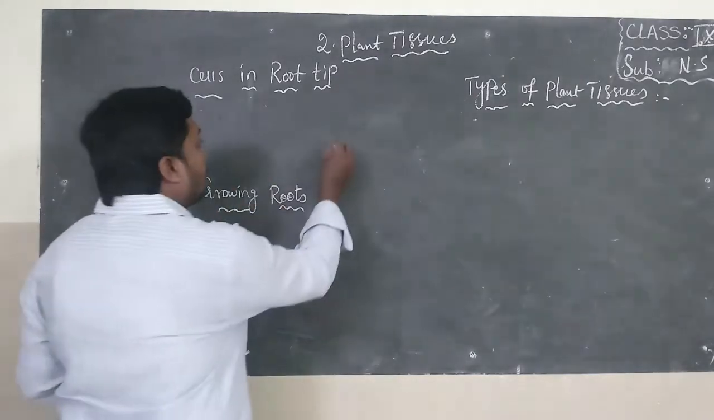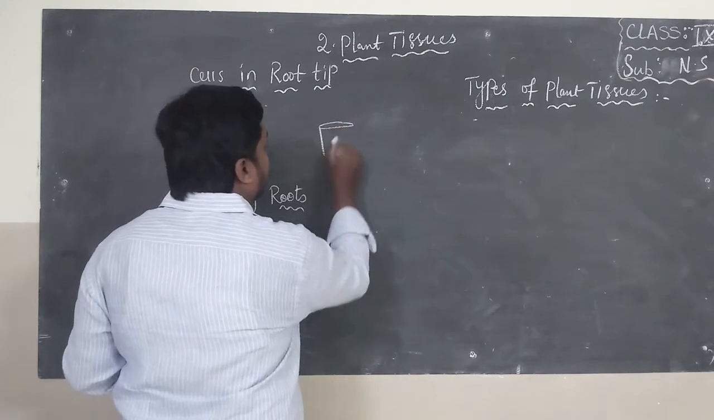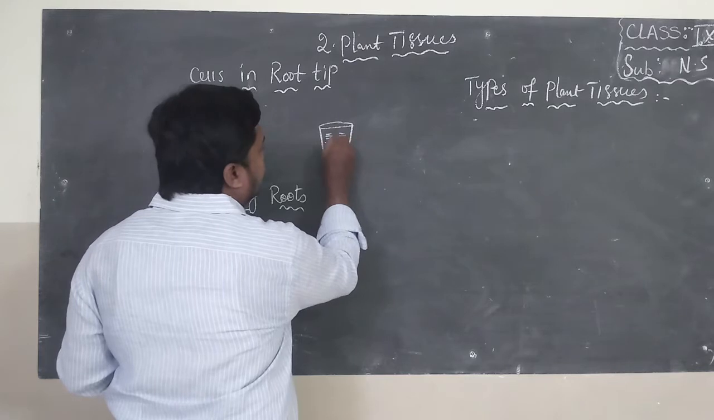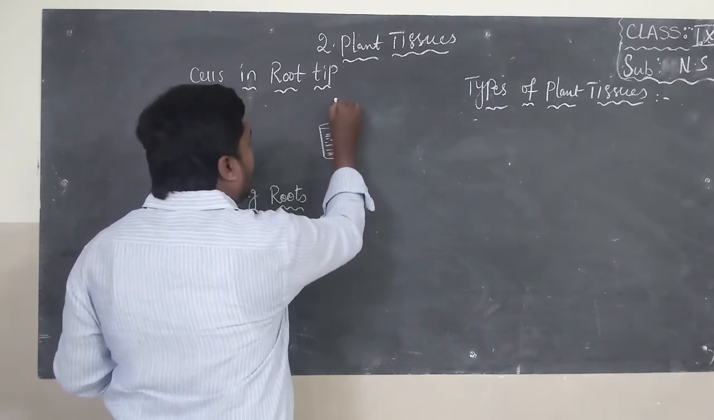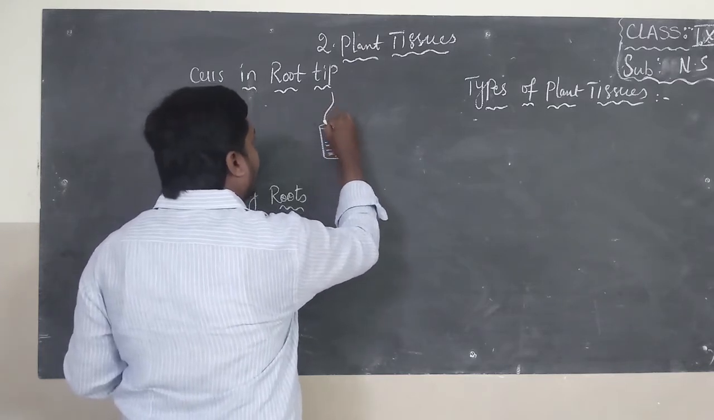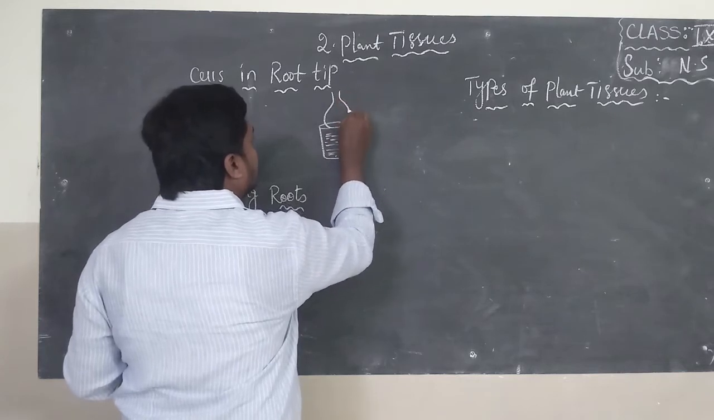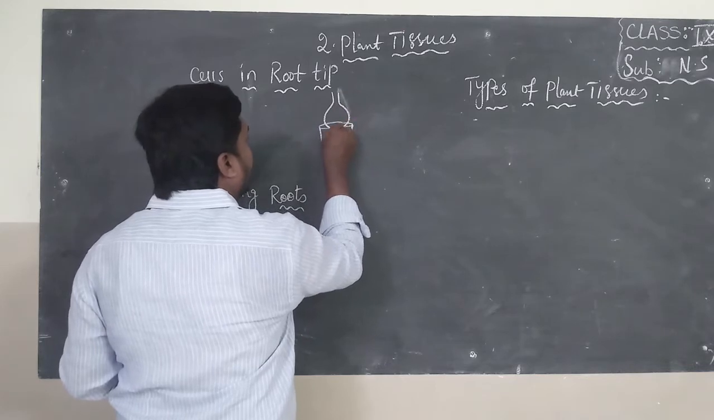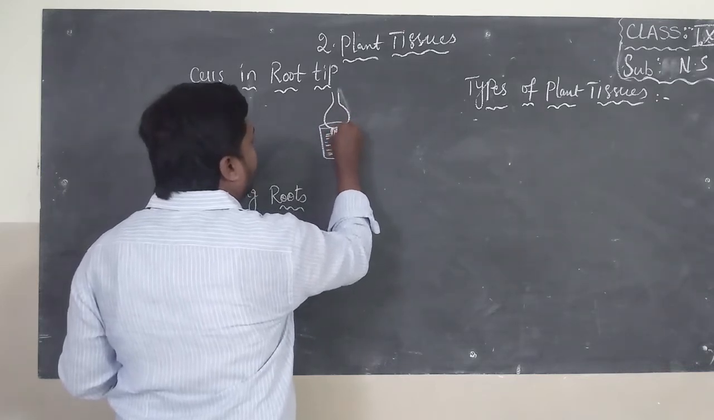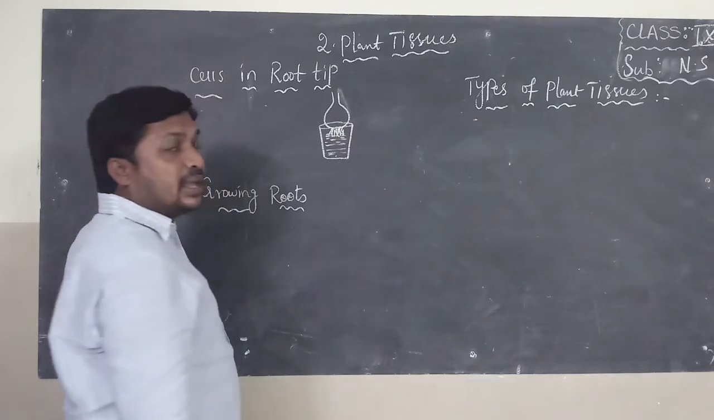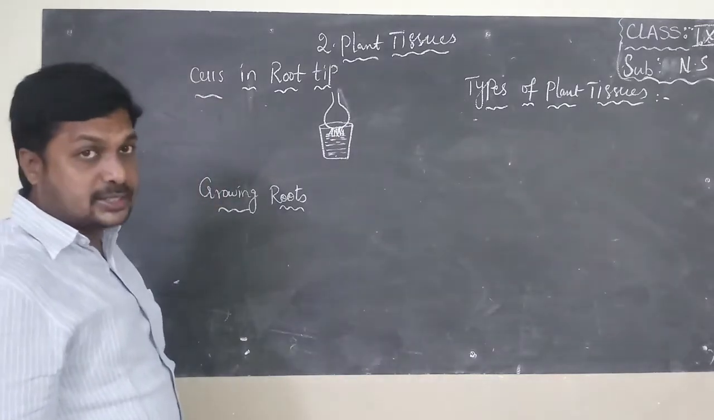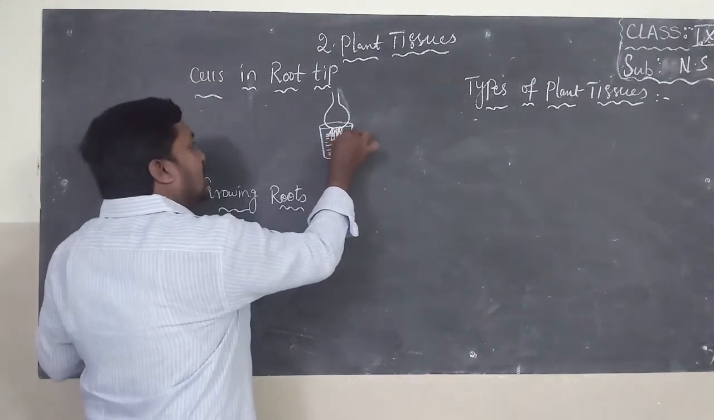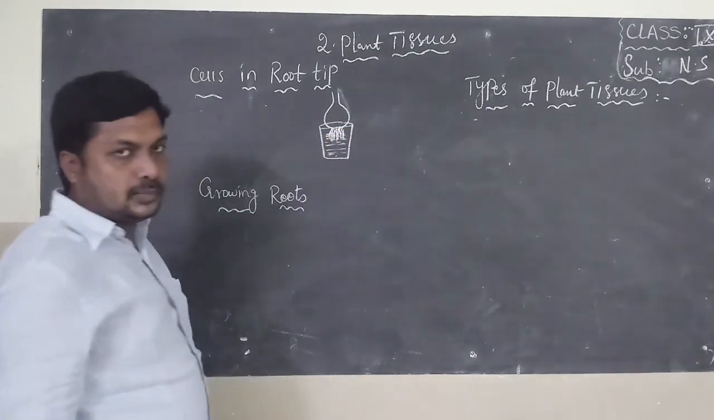For this you have to take a transparent glass. You have to fill the glass with water. Now take one onion along with the roots and keep the onion on the open part of the glass. Keep it for 4 or 5 days. After some time, if you observe, we can find an increase in the growth of roots.